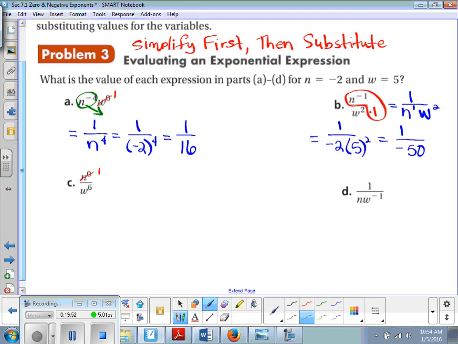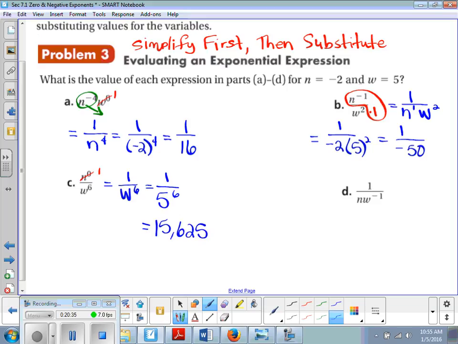So now when I substitute, we have 1 over W. I'm just going to rewrite W equals 6. So when we substitute, we're going to have 1 over, what's W? 5 to the 6th power. And we want to simplify that. So that's going to be 5 raised to the 6th power, which is equal to? Very good. And there's your simplified form.